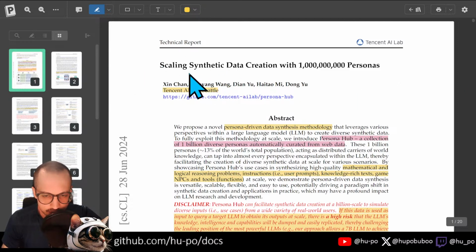So we're going to start with this one here. Maybe I'll introduce all 4 of the synthetic data papers. We have Scaling Synthetic Data Creation with 1 Billion Personas. This is from Tencent AI Lab in Seattle. Tencent is one of the bigger Chinese tech companies, but their AI lab is somehow in Seattle. I don't know how that makes any sense, but okay.